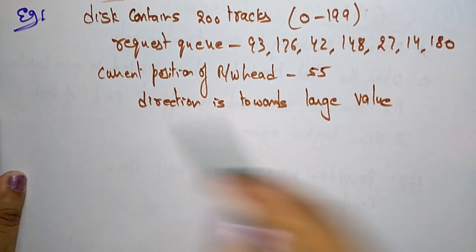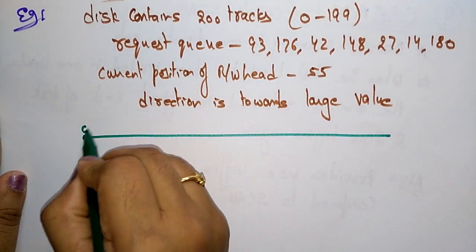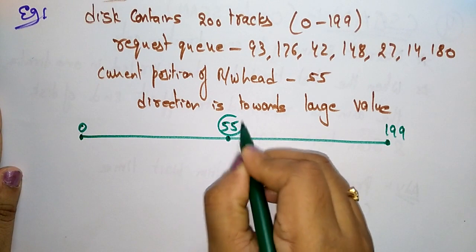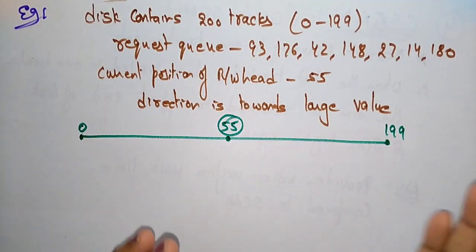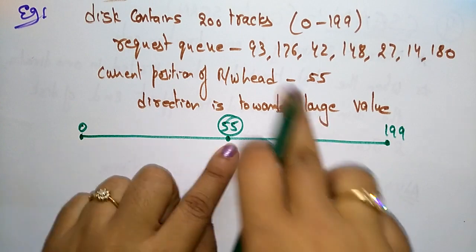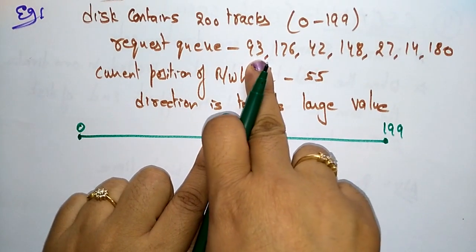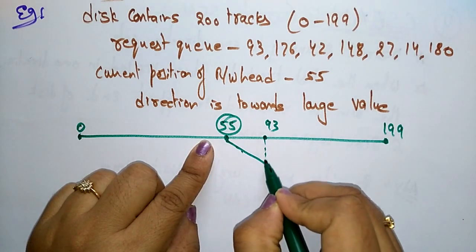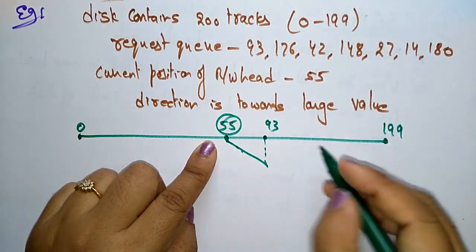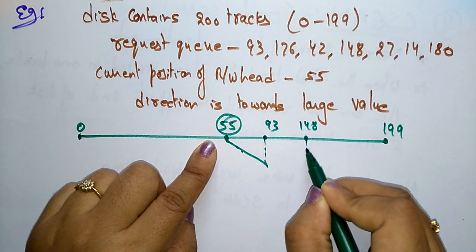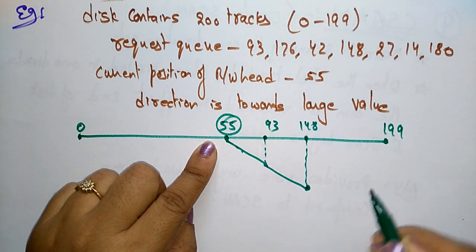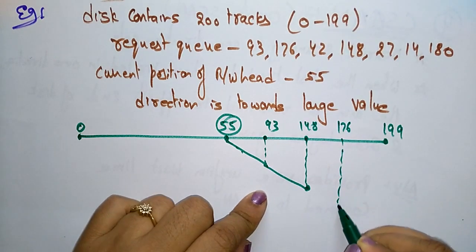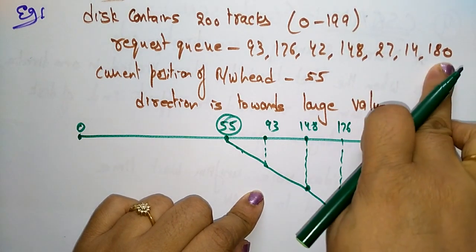Now let us take the tracks 0 to 199. The arm starts at 55. Now I move towards larger values. The next larger value after 55 is 93. The next larger value is 148. The next larger value is 176. Next, 180.